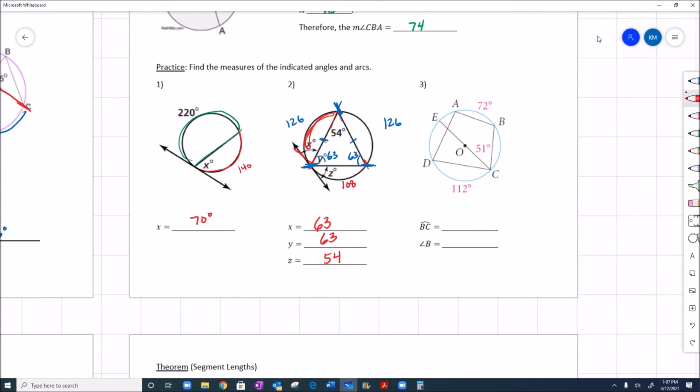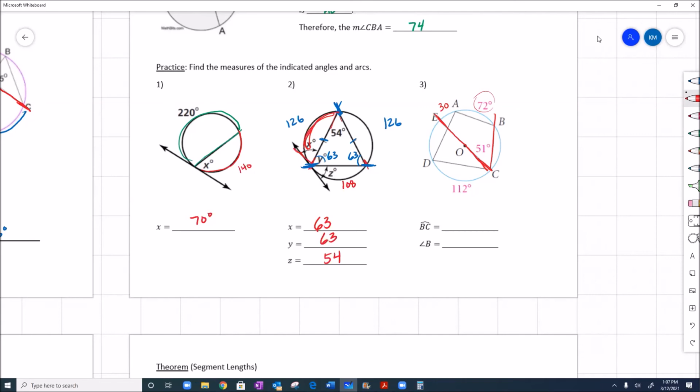All right, number 3. It says to find the measure of arc BC and angle B. As we look at that, I'm going to set up my information this way. They give me this angle, 51. It's an inscribed angle, so I know that this entire arc should be 102. Since this is 72, that must mean EA is 30. I'll write that there. EC is also a diameter.